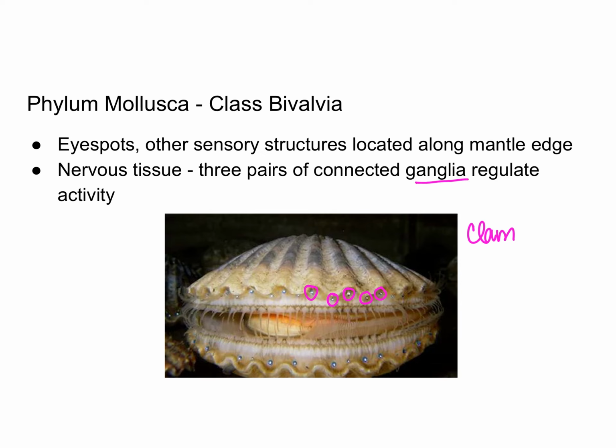And remember, ganglia is just where the nervous system communicates with itself. So it's where one neuron connects to another neuron. And this helps to regulate activity. For example, opening and closing the muscles that help them to basically open up when they are filter feeding and then shut tight in order to prevent predation.